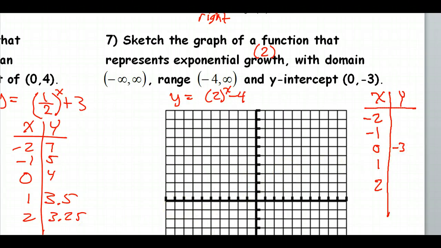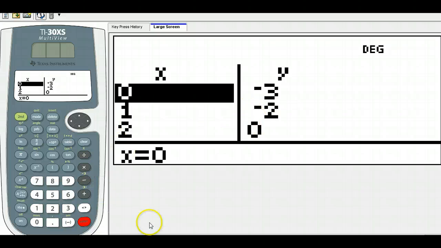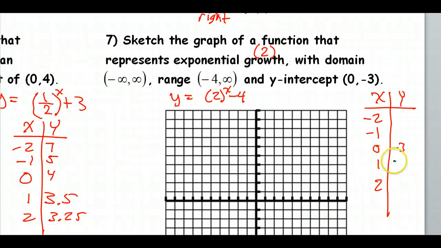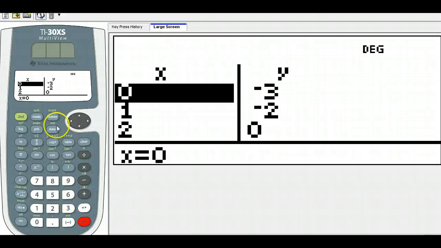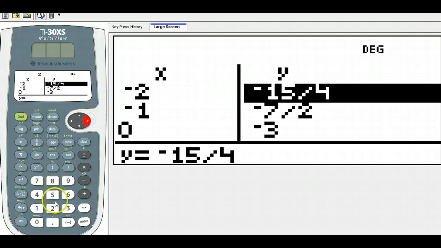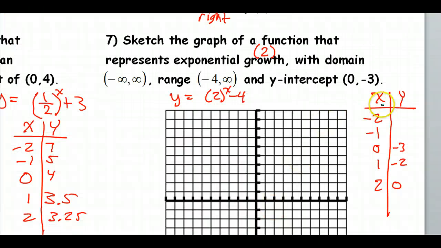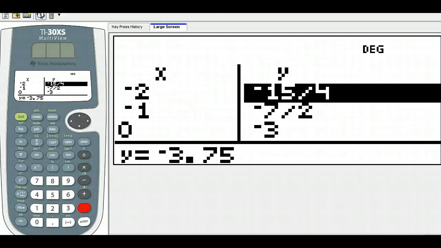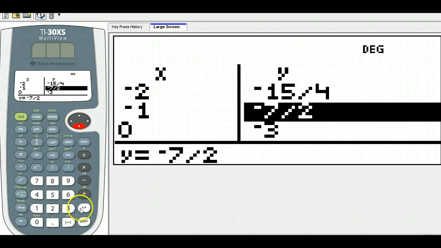What else is on the screen right now? -2 and 0. Alright, so I'm going to scroll up and get those last two values. Okay, so what's this? Toggle it. -3.75. Okay, and one more. Alright, I know that that is -3.5.